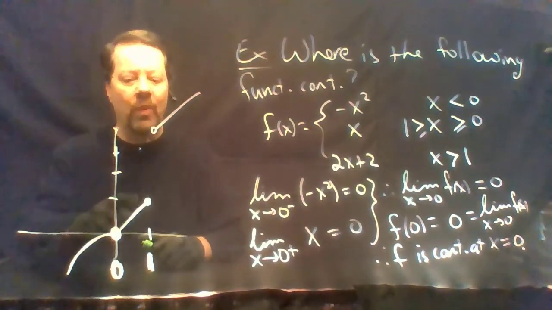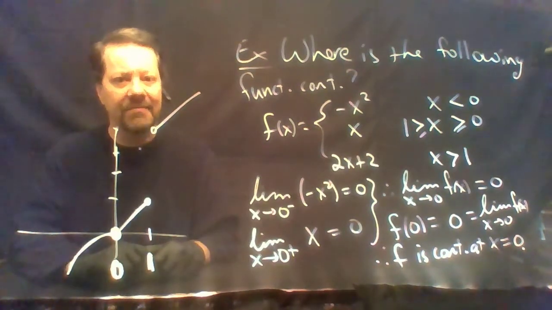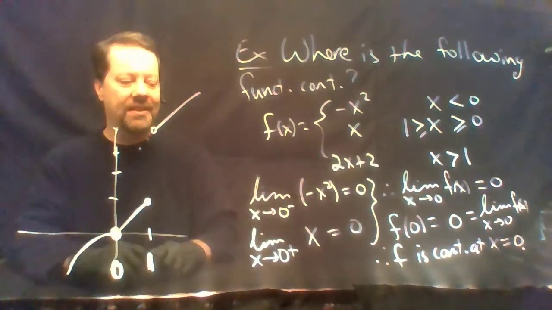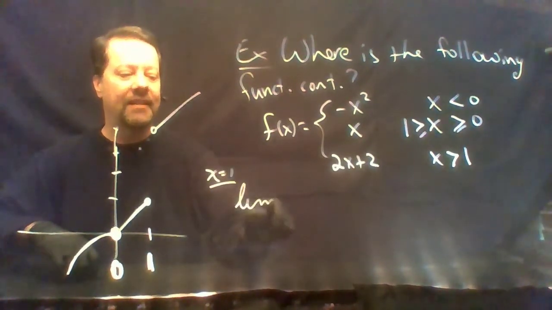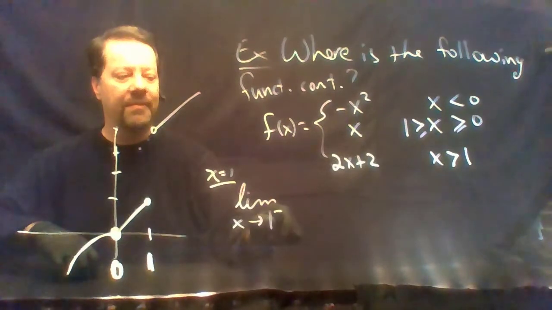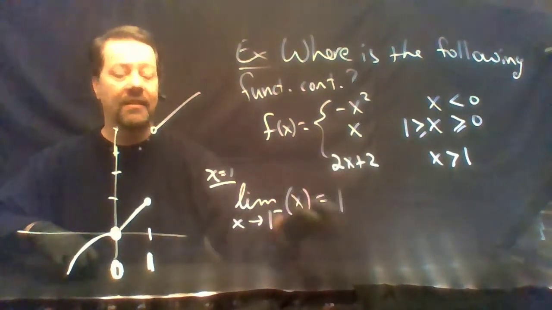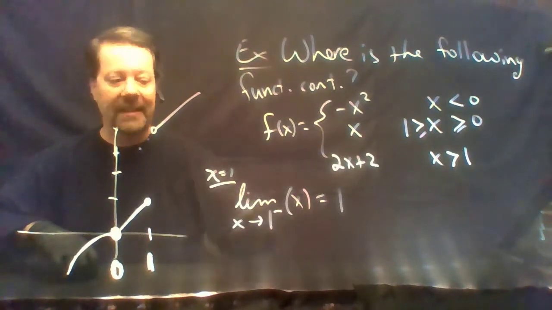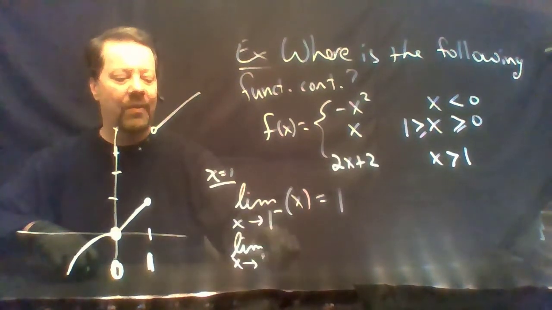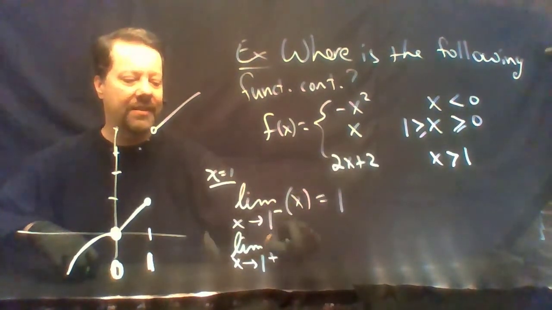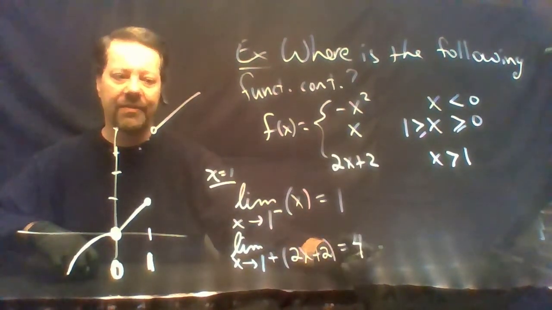We know it will not be continuous at 1, but I want you to go through these three steps again, just as with x equals 0. For x equals 1, we need to calculate the limit as x goes to 1 from the left. To the left of 1, that's the function x. And since that's continuous, you can just plug that in and get 1. To the right of 1, you have to use this other function, 2x plus 2. The limit there is 4.